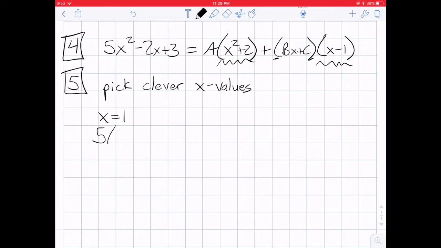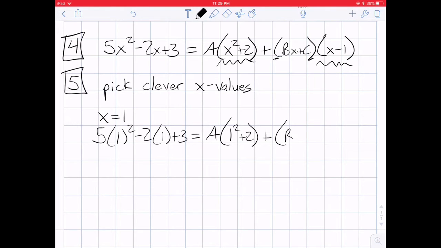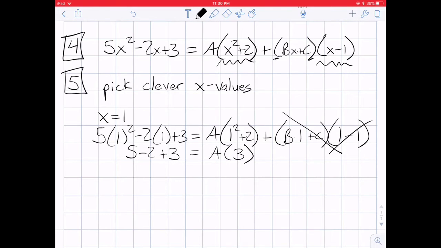On the left side, I have 5 times 1 squared minus 2 times 1 plus 3. On the right, I have A times 1 squared plus 2 plus B times 1 plus C times 1 minus 1. This over here is 0, so all of that term is gone. The rest of this is just 5 minus 2 plus 3 equals A times 1 plus 2, which is 3. 5 minus 2 is a 3, add 3. You have 6 over here is equal to 3 times A. Divide both sides by 3, and we get an answer of 2 for A.